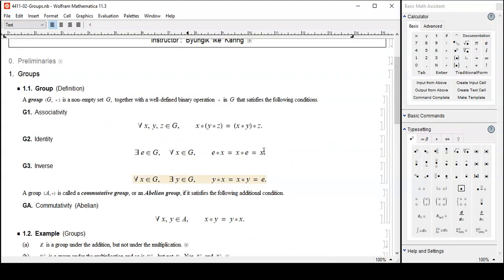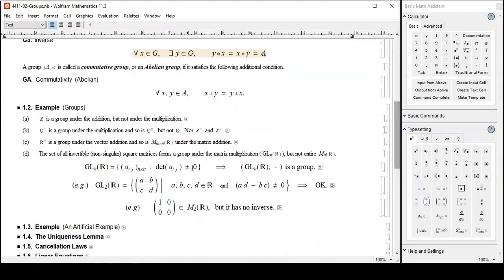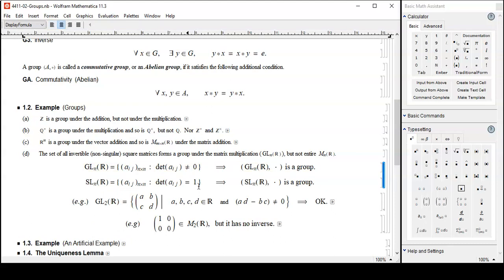Identity is okay, we have the identity matrix. Inverse matrix is a problem, and that's why we needed this condition. Determinant is non-zero. Another example is the special linear group. In this case, determinant is 1.